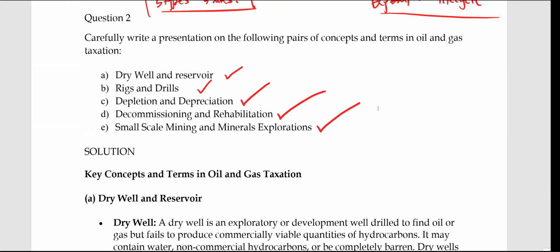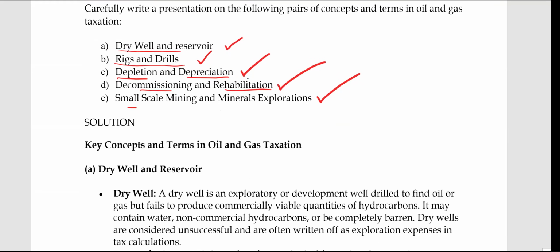Assuming a student does not know dry well and reservoir, they can do rigs and drills. By all means, they know depletion and depreciation, decommissioning. Dry well. We didn't find oil in the wells. You explain it literally. That's what it actually means. Dry well has nothing.